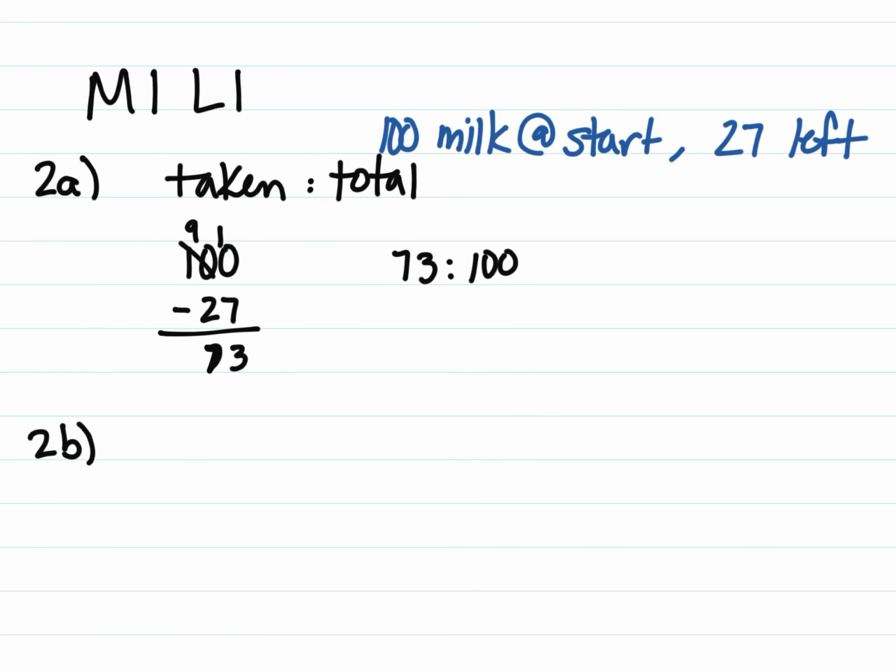Part B asks about how many are remaining compared to how many were taken. So we would write the remaining first, and then the amount taken second in your ratios. So go ahead and try that one.